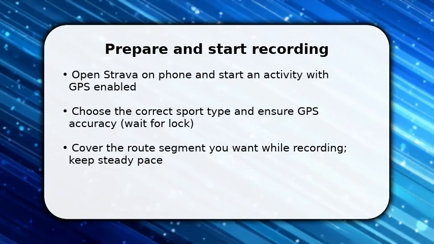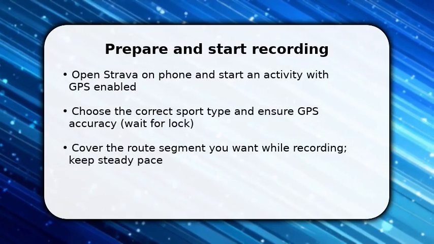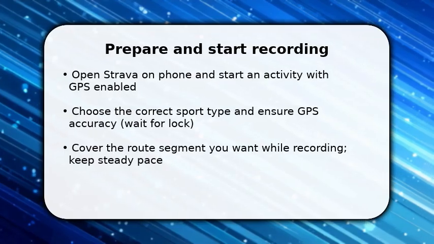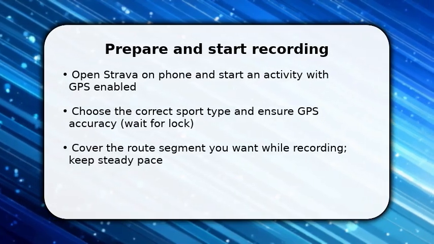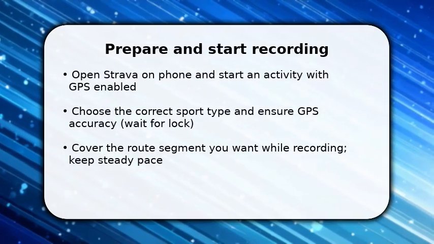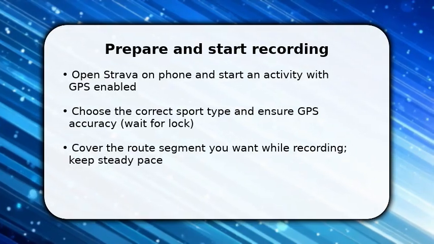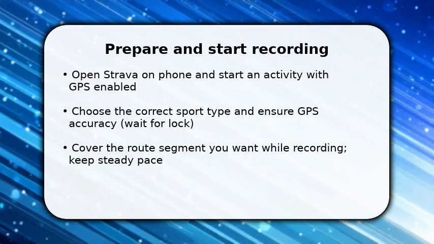You're starting a new activity now. Make sure GPS is locked and you've selected the right sport so data is valid. Begin recording and ride or run the full stretch you intend to make a segment from, because segments are created from uploaded GPS data. Once done, stop and save the activity. Strava needs that exact recorded file to generate a segment.